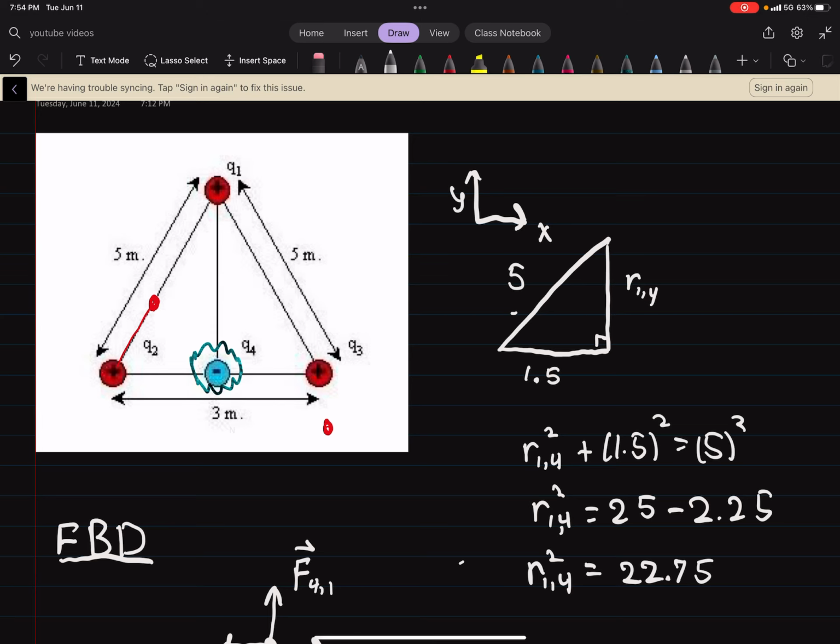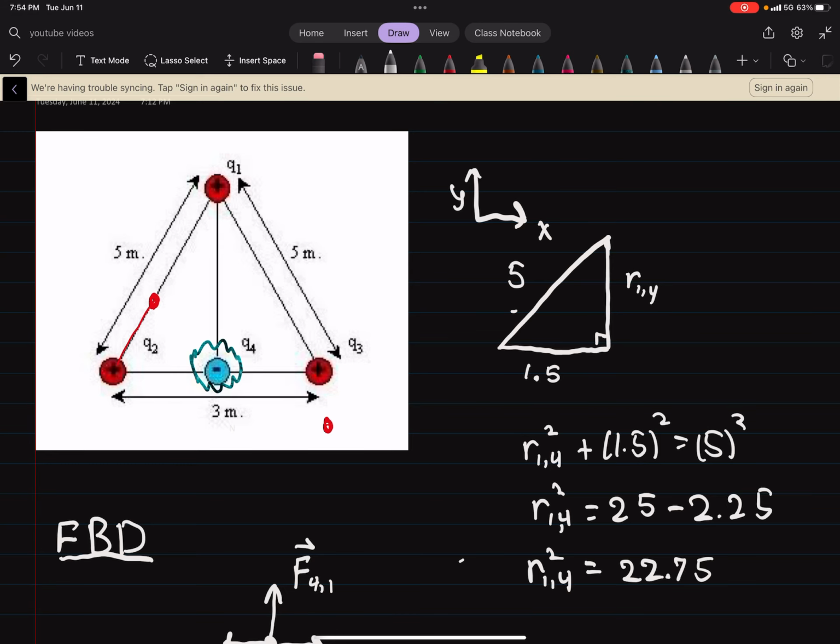So that's kind of how you would approach a problem like this. I guess this is one thing to note over here I didn't talk too much about, but you can easily make a right triangle out of this shape and solve for what you need. So hopefully that helps.